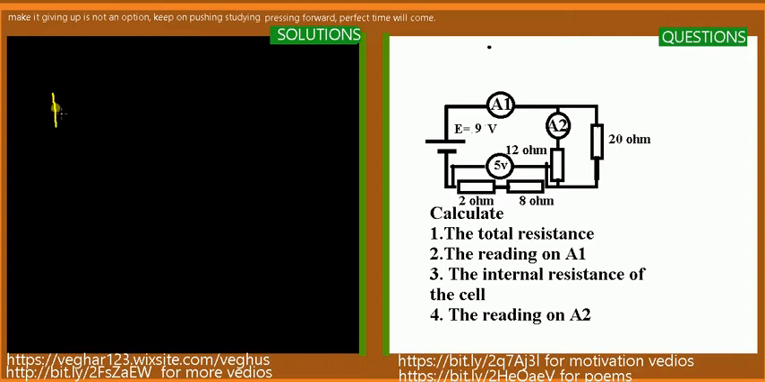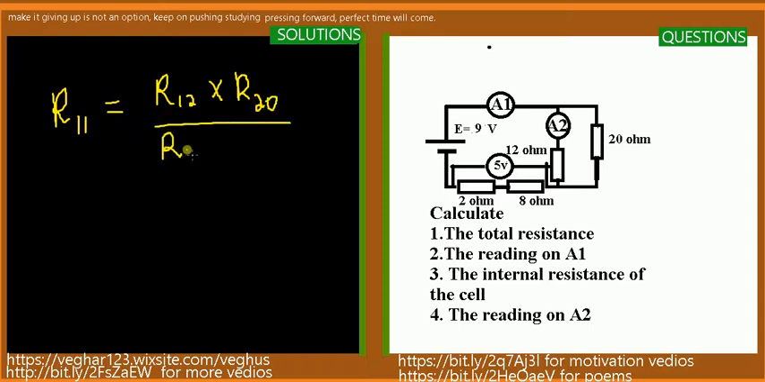For the resistors in parallel, not in series, we have the R12 multiplied by the R20, divided by the R12 plus the R20. Then this will give us the resistance of them.